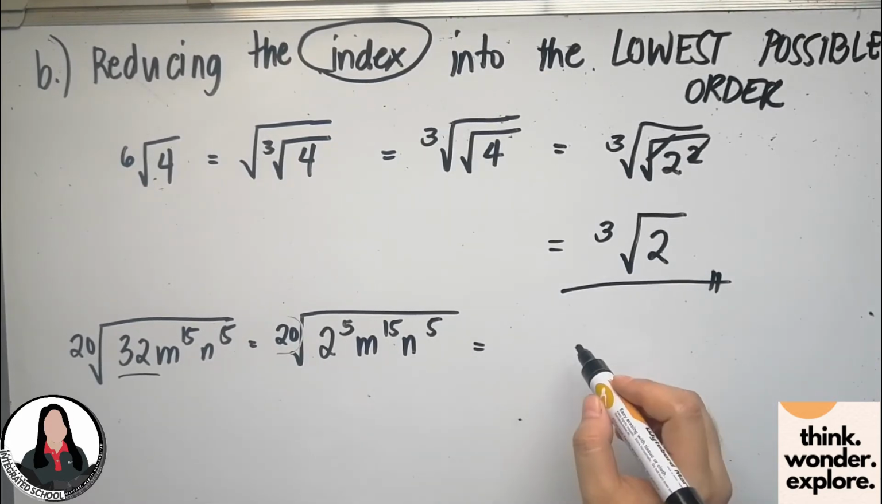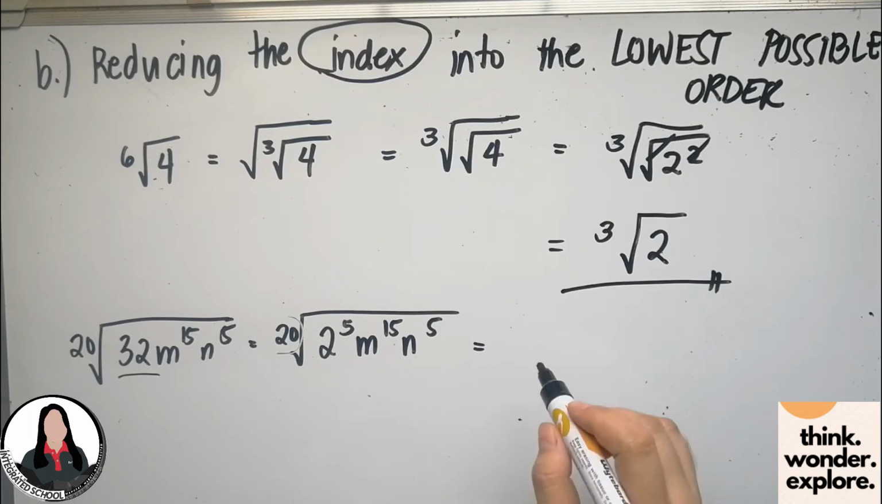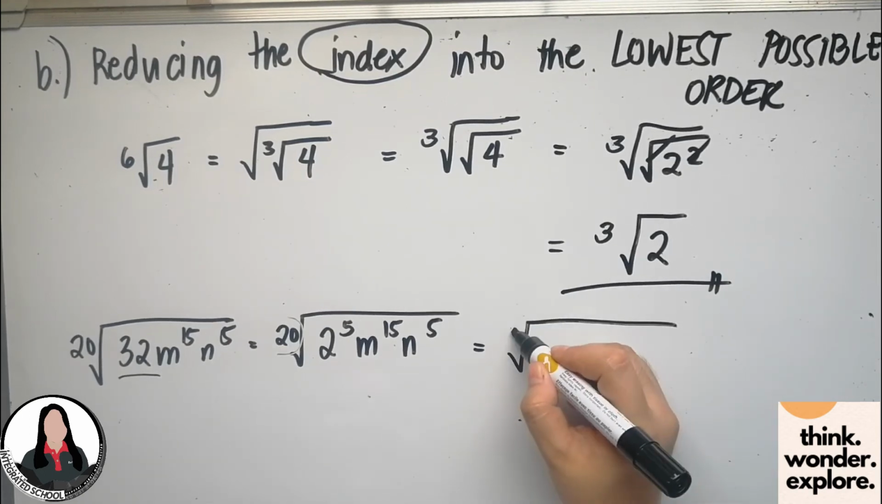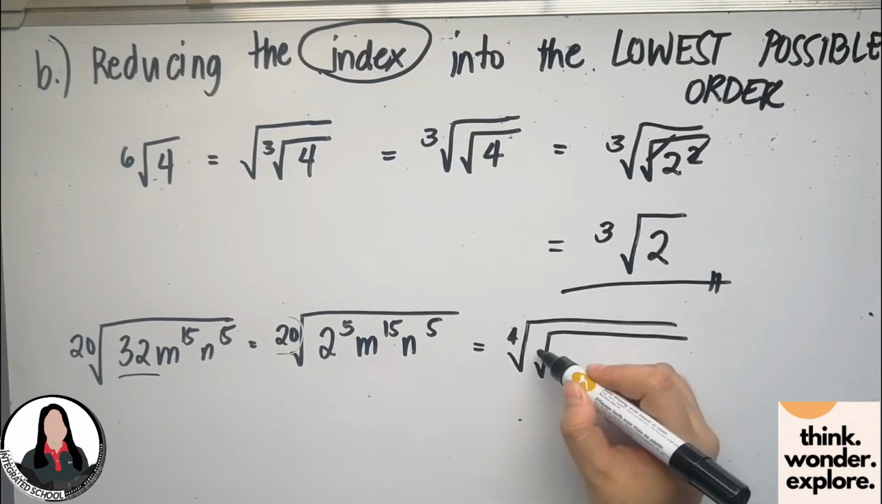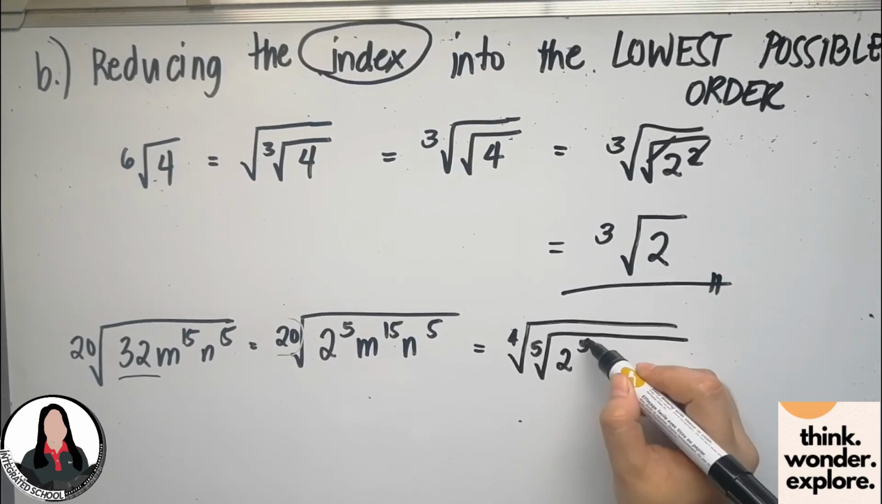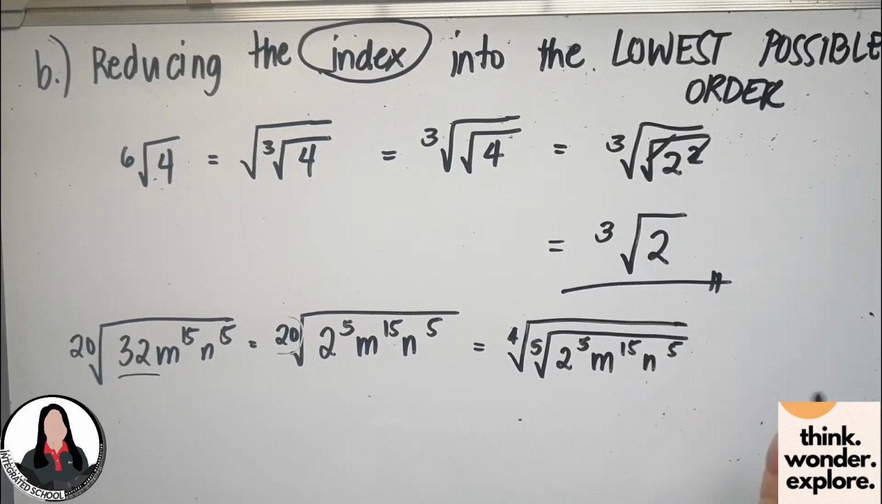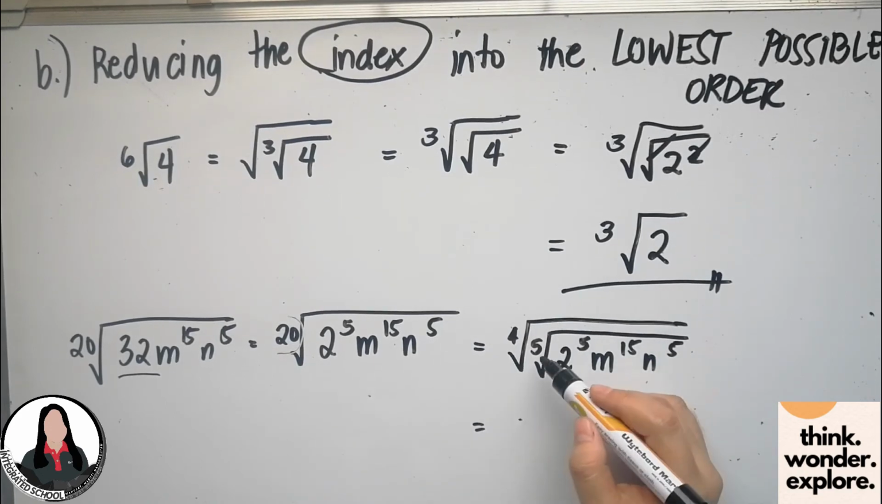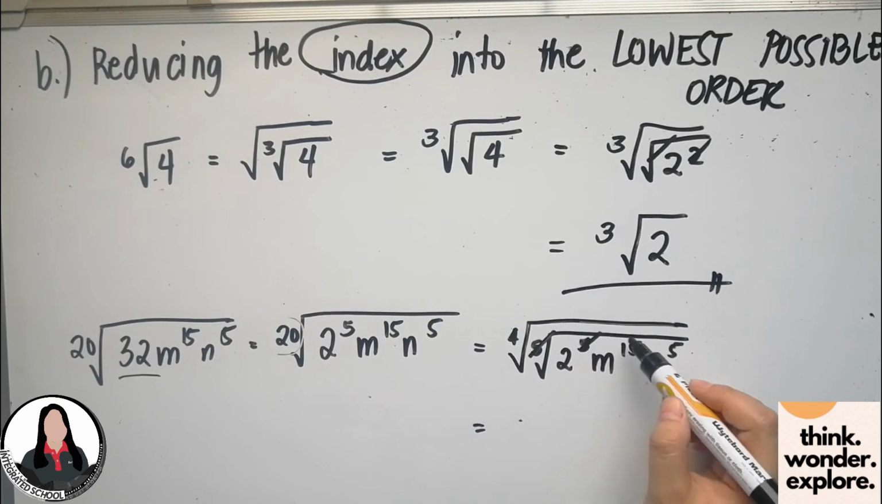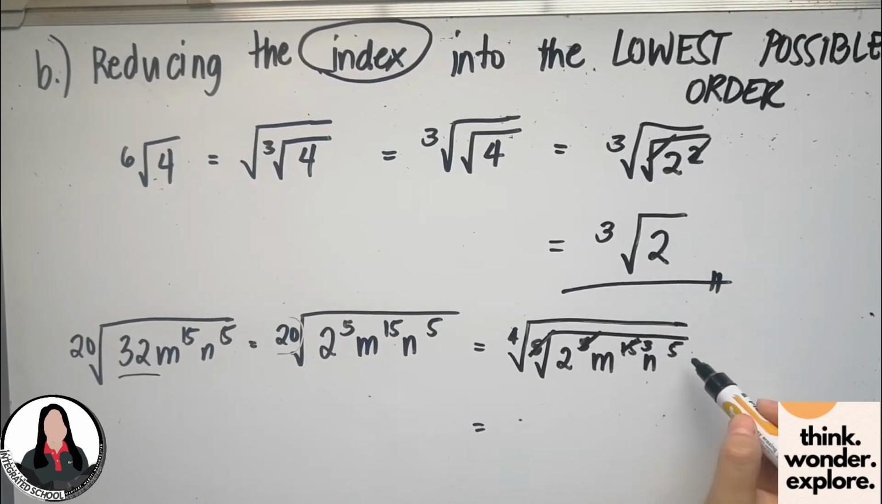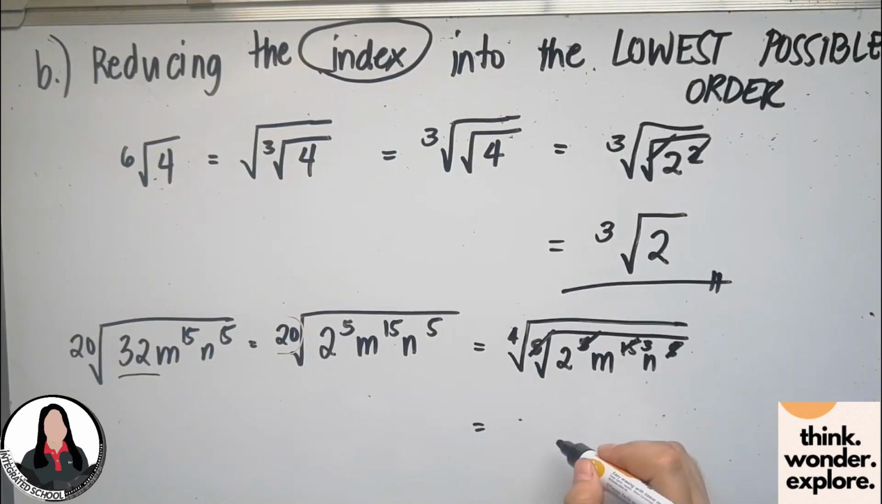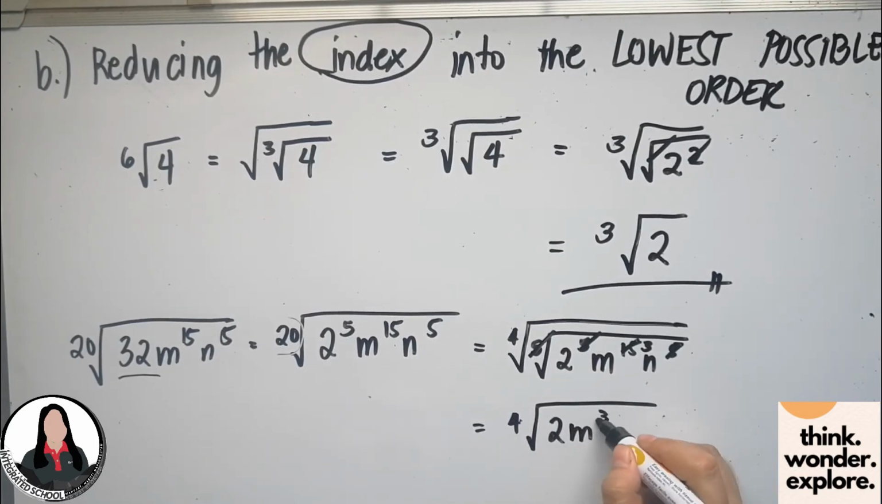So, using 5 as one of the factors of 20, ang isang factor ay 4. So, the 4th root of the 5th root of 2 raised to 5, m raised to 15, and n raised to 5. Okay? So, please notice na ang ginawa ko na dito is nasa loob na yung gagamitin natin para ma-simplify ang radicand. Okay? So, yun yung 5. Makakancel na ito, and then this will become 3, and then makakancel na rin siya. So, we have the 4th root of 2m raised to 3n.